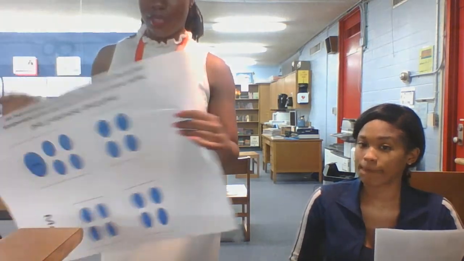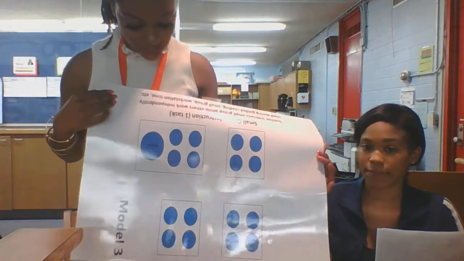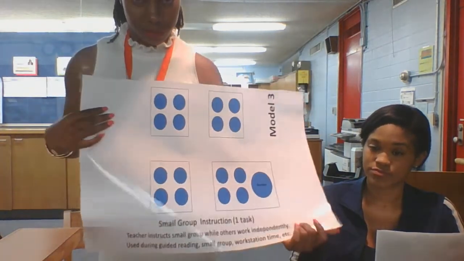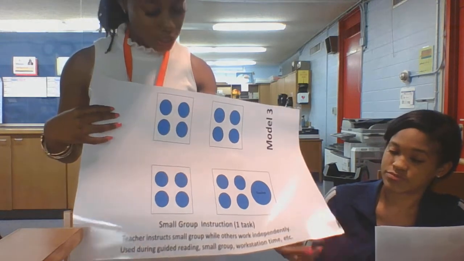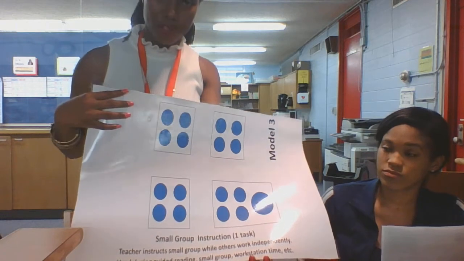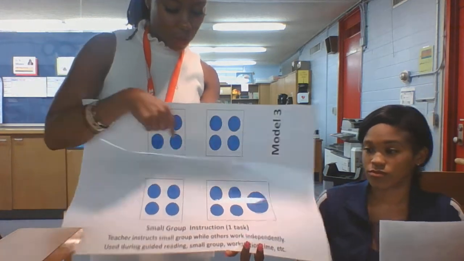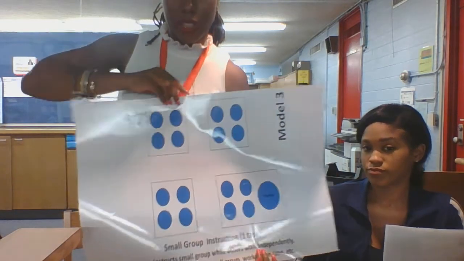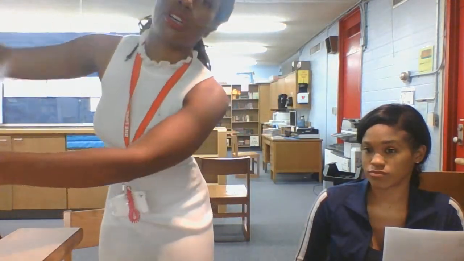Then we will move to Model 3, where the teacher is facilitating one task with a small group of students, and other students are working independently, once again, on the same task. So we're not going to jump into one teacher facilitating more than one task right now. So we're making this manageable for our instructors.